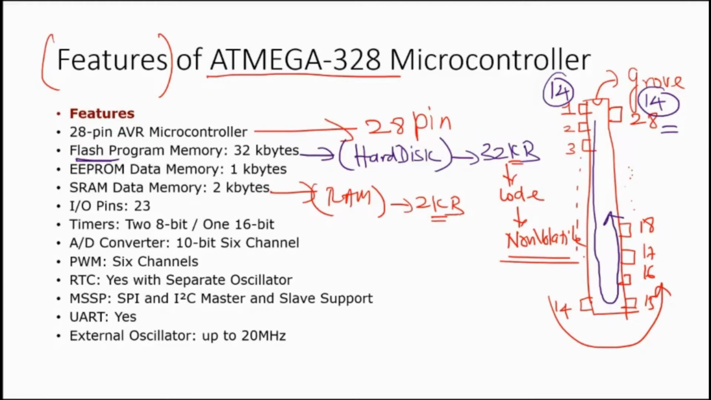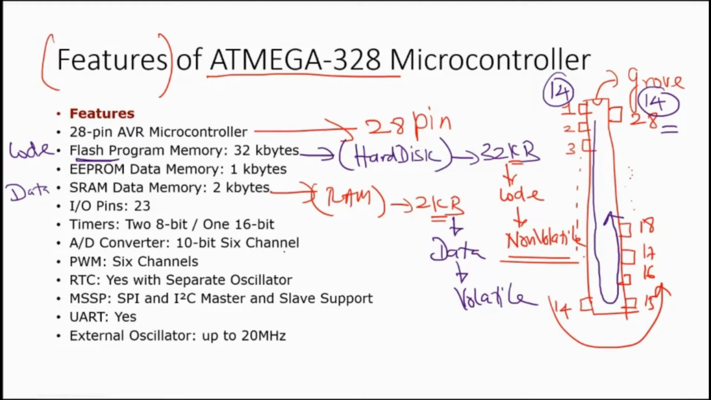So what is RAM? RAM is used for storing data. This is a data memory. Flash memory is code memory. RAM is data memory. So what is the purpose of this data memory? To save and retrieve temporary data. This is volatile in nature. Okay, so 2 KB.